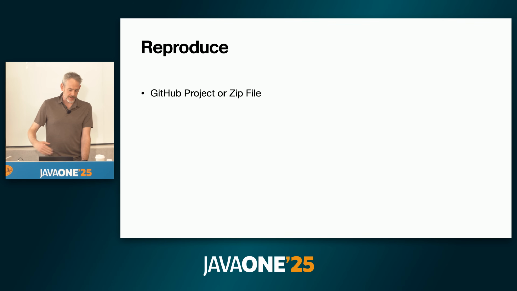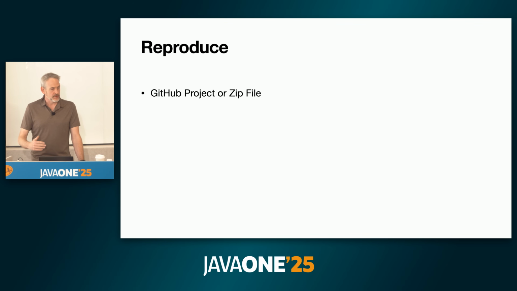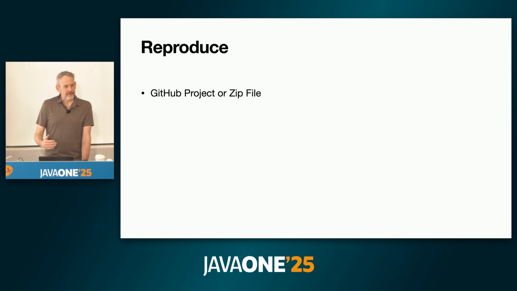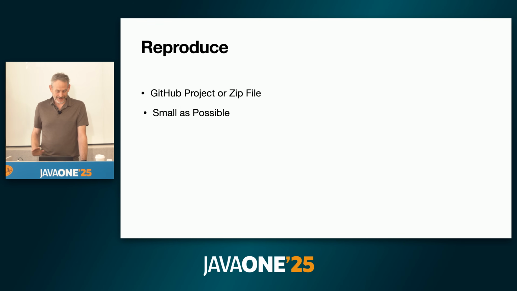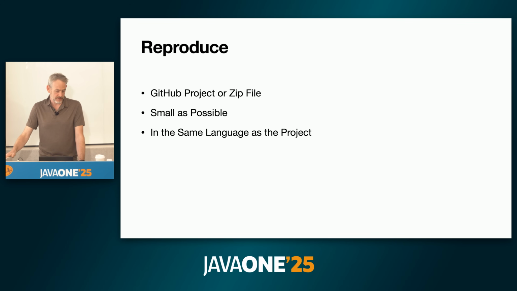As open source maintainers, what we love is if you report an issue, if you can provide a link to a GitHub project, or you can attach a zip file to that issue that reproduces the problem, then you are our friends. That should be ideally as small as possible. We don't want your entire application. We don't want all your proprietary company code. We just want something that reproduces the issue and only the issue.